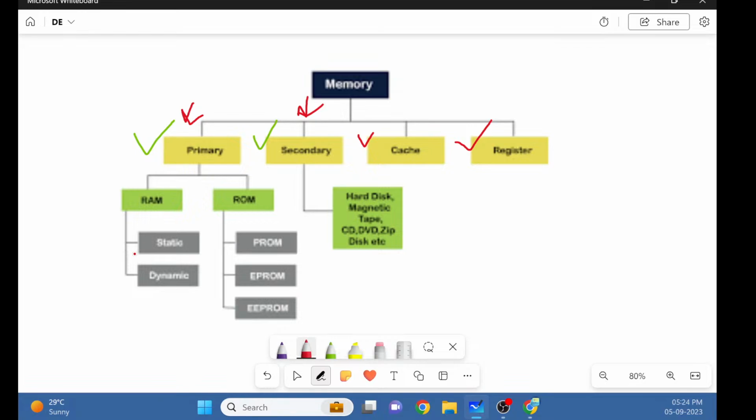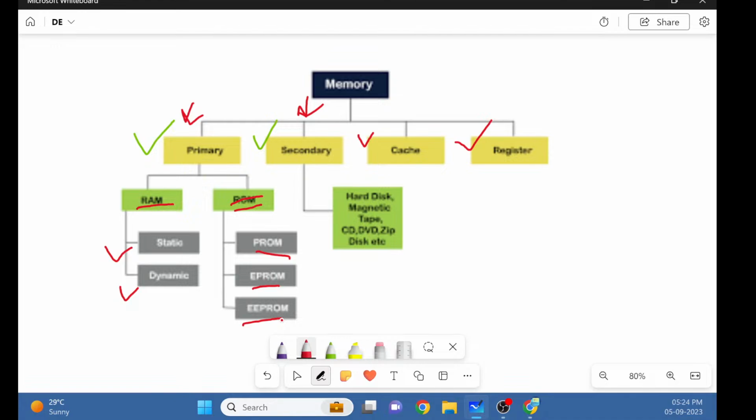So primary memories are again classified into 2: RAM and ROM. What is the full form? You might know. RAM is random access memory and ROM is read-only memory. So there are 2 types of RAM: static RAM and dynamic RAM. And in types of ROM, we have PROM, EPROM, and EEPROM, right? Or it is also called E square PROM.